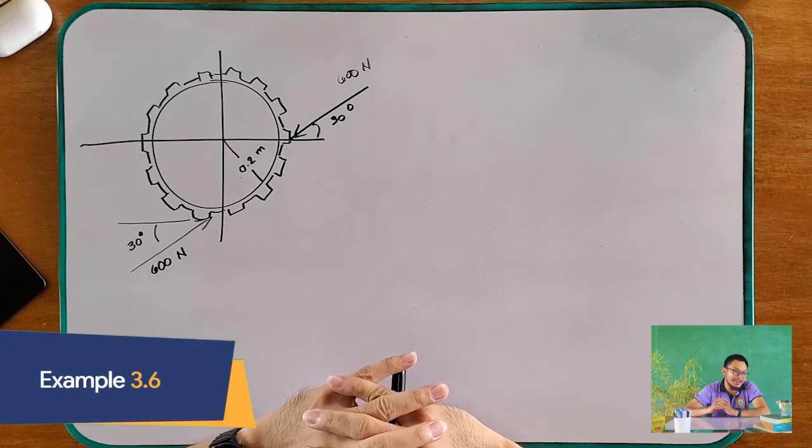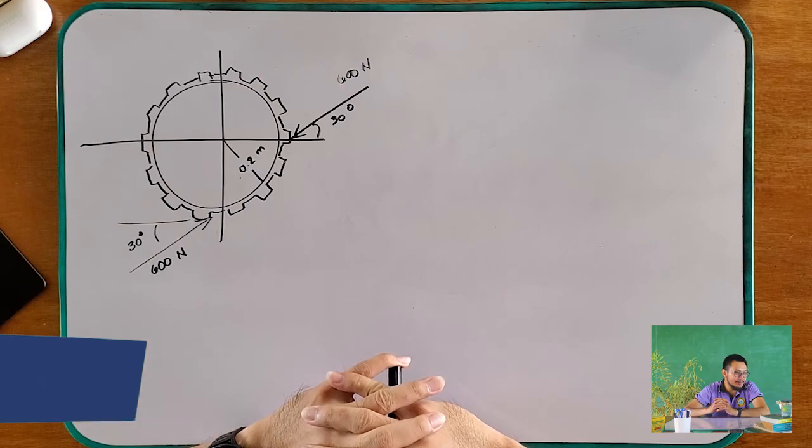Okay. So, let's have another problem. Let's have this tricky problem. We have here a gear. Okay? And this gear has a couple applied. Okay? At the right and the bottom part of your gear, the couple is applied.